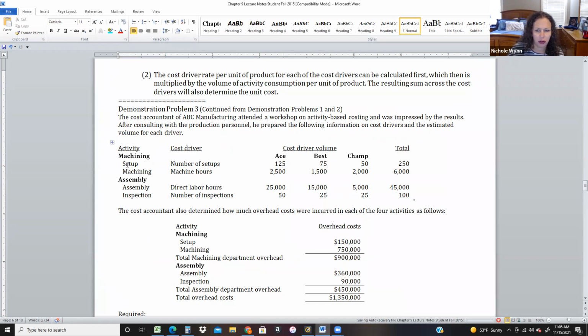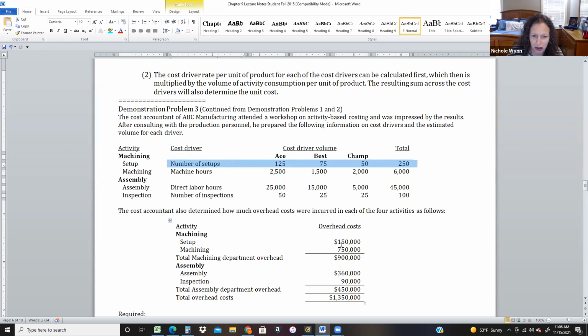What we want to look at is that for machining, instead of having one driver, because for machining we were using machine hours, and for assembly we were using direct labor cost, now we're saying within machining we have two drivers, setup and machining. And within assembly, we have assembly and inspection. So the drivers for each are identified, and now this is the overhead cost for each. Notice that our total overhead is still 1,350,000, it's 900 and 450, but now we're taking the 900 and dividing it up even more. Setups are going to be based on the number of setups. The number of setups looks like 250.